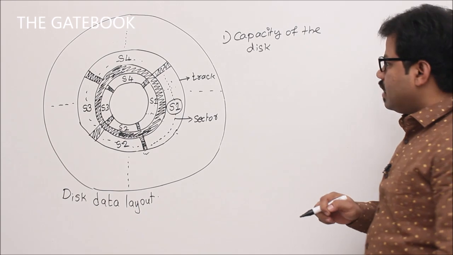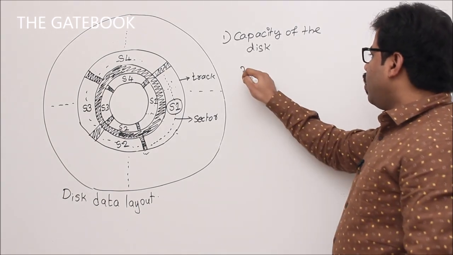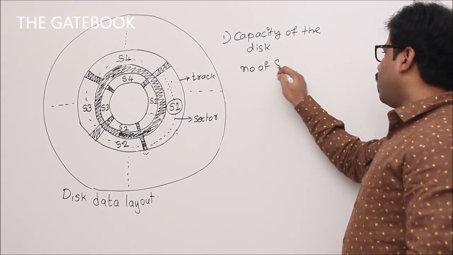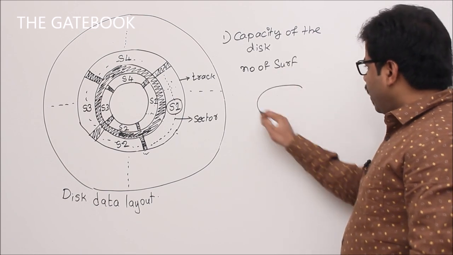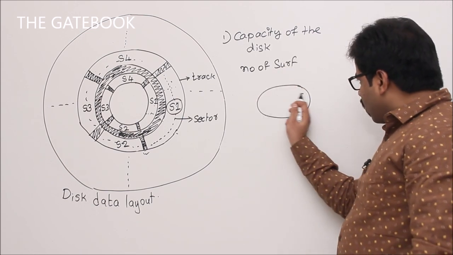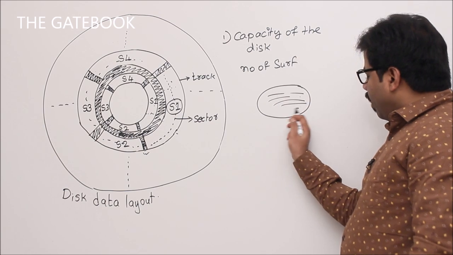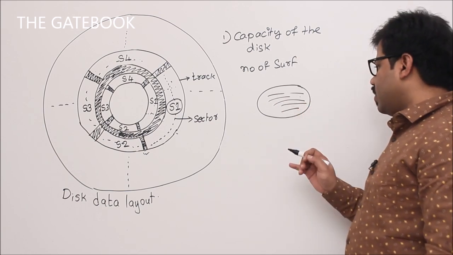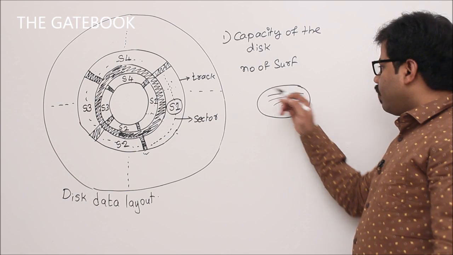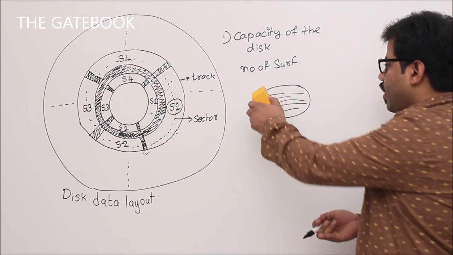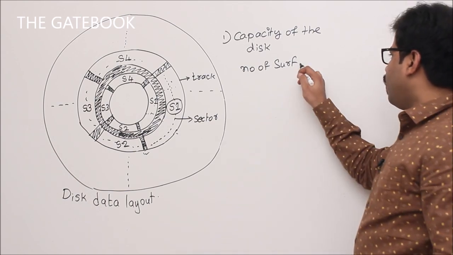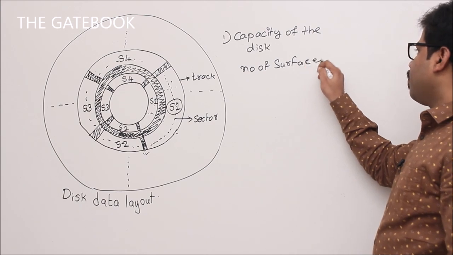If you want to know the capacity of the disk, first you should know the number of surfaces. Sir, what is a surface? Generally when you have a plate, that plate side is called a surface. A plate can have two surfaces at most. You can use one surface or two surfaces to store the data. That's why the number of surfaces is important.